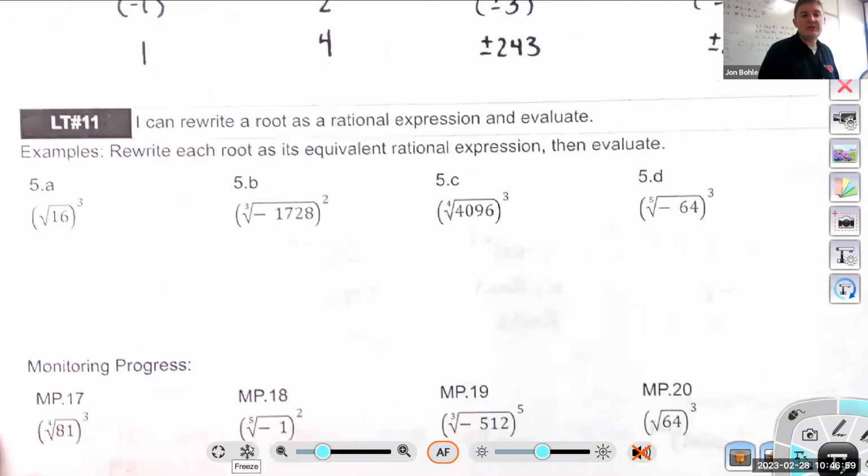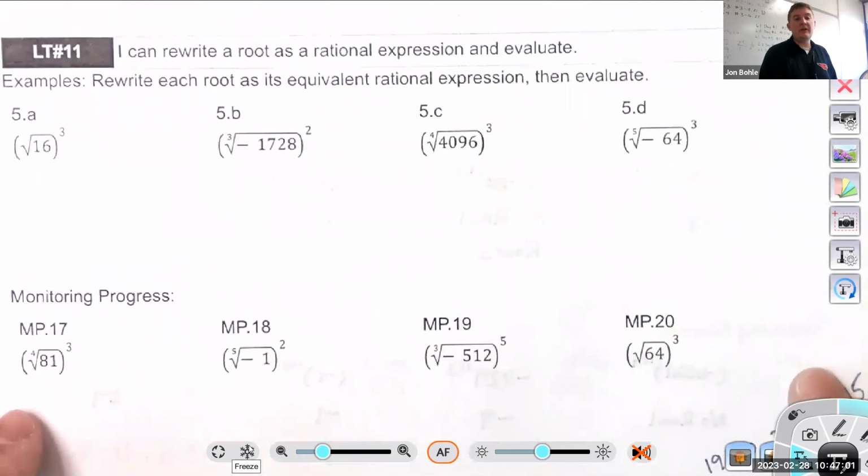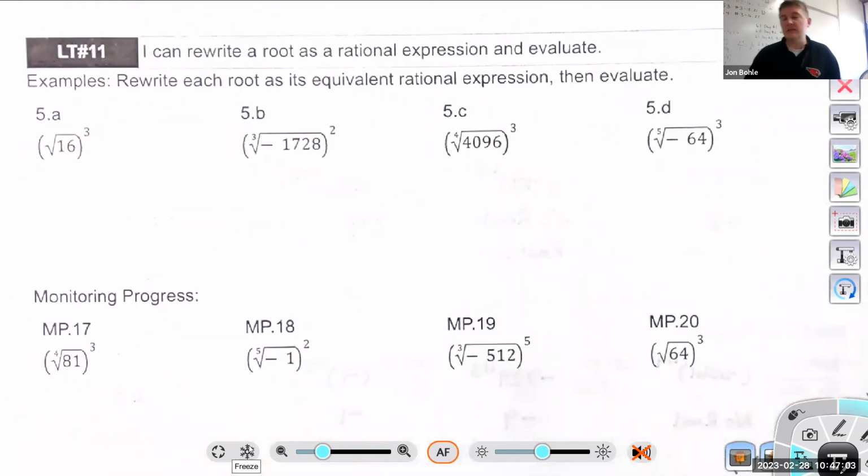Okay. Let's go to learning target 11 again, just like last class. Learning target 11 is going to be the inverse of learning target 10. Here I'm going to be given the root or the radical, and I am going to be asked to give it as a rational expression, meaning a base with a fractional exponent. And then I also want to see what that number is.